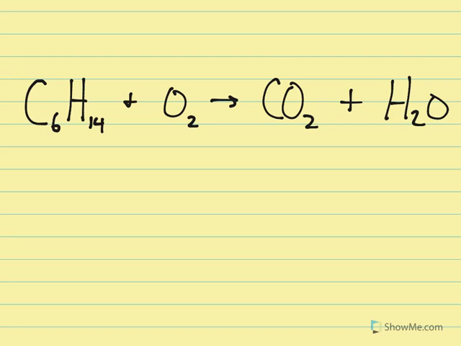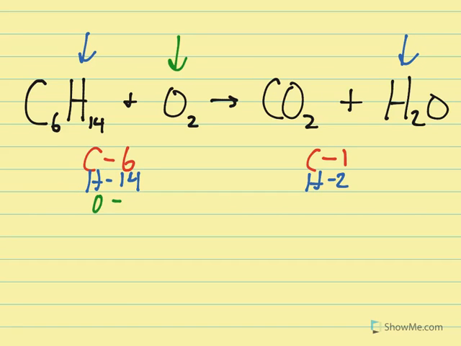And then one more, C6H14 reacts with O2 to make CO2 and water. On the left we've got carbons, and there are 6. On the right there are carbons, so there's only 1. On the left we have hydrogens, 14 of them. And on the right there's only 2. On the left there are oxygens, 2 of them. And on the right, there are oxygens here, 2 of them, plus 1 more of them here, so there are 3.